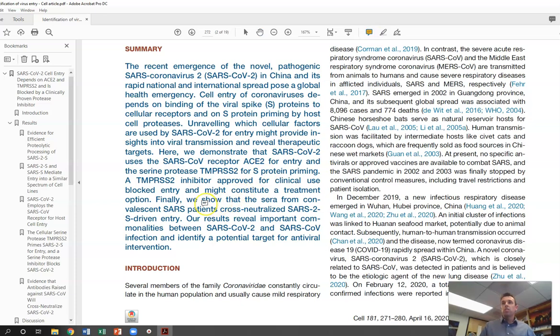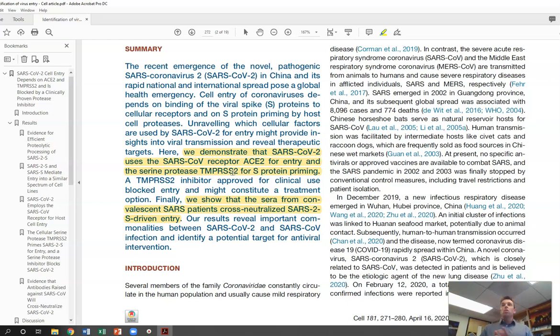And really it says in the end, let me highlight here, there's a couple of things that are important. We show that the sera from convalescent SARS patients cross-neutralized SARS-CoV-2-driven entry. Also, before that, they demonstrate that the SARS-CoV-2 uses ACE2 for entry and TMPRSS2 for priming. So what this means is that they have figured out that ACE2 is the receptor, TMPRSS2 is also important for the viral entry into the cell.